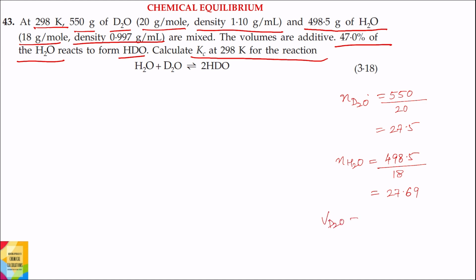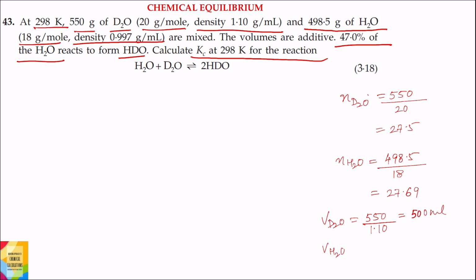Volume of D2O will be equal to mass divided by density. Mass by volume is density. So volume is equal to mass by density. So volume is equal to 550 divided by density, that is 1.10, and this is equal to 500 milliliter.